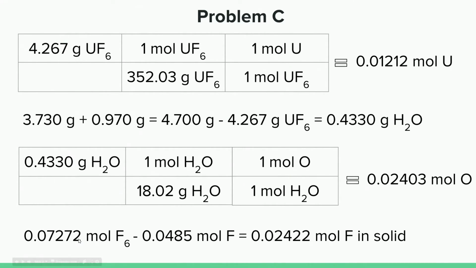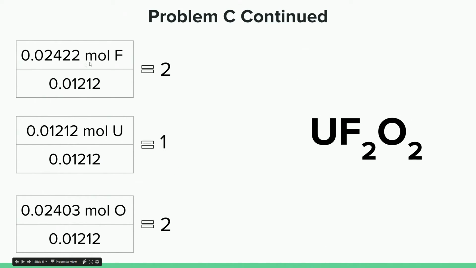Then we take the 0.0727 moles of F, which we calculated in question B, and subtract the 0.0485 moles of F in the gas, which we also calculated in question B. And that gets us 0.02422 moles of fluorine in the solid. Then we take the moles of fluorine, uranium, and oxygen, and we divide them by the smallest value of moles, which is the 0.01212 moles from the uranium value, which gives us the simplified formula of UF2O2.